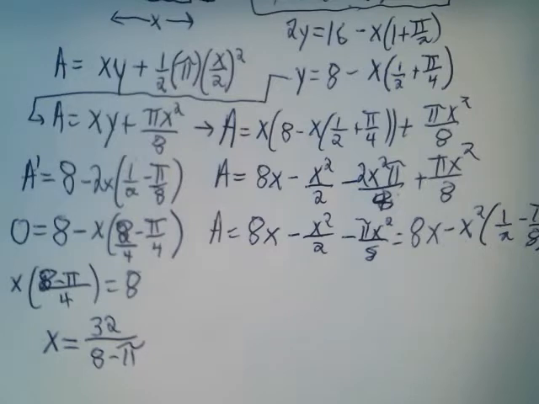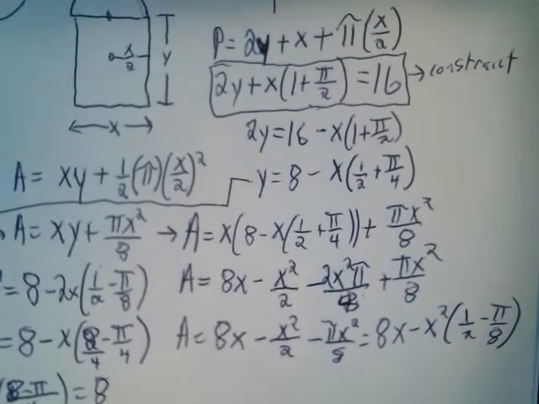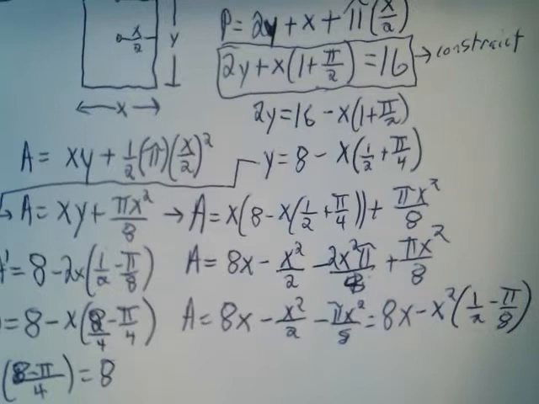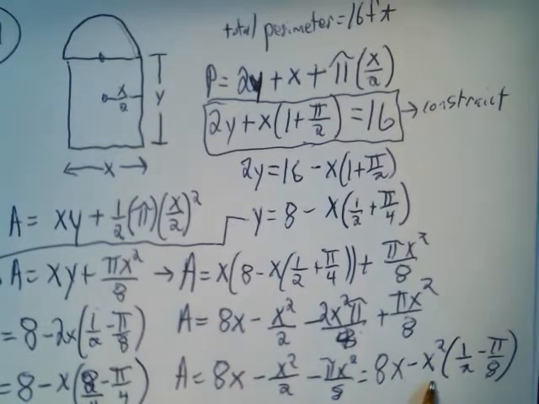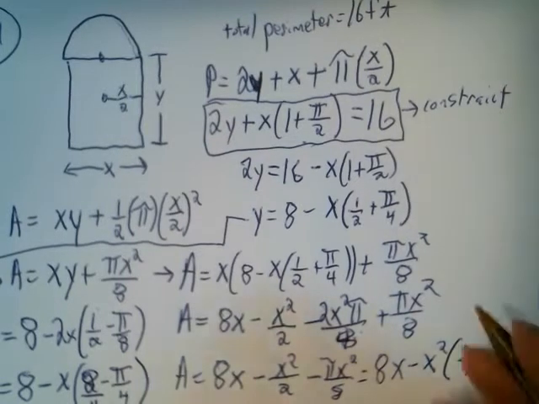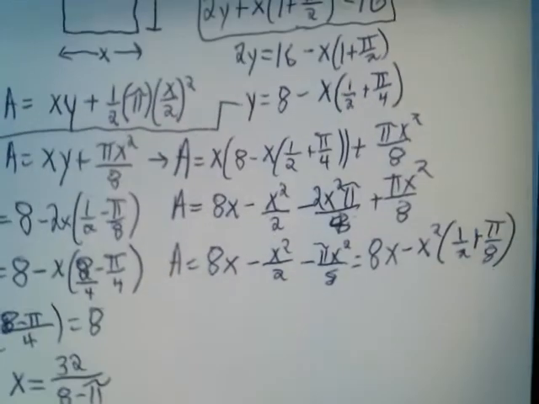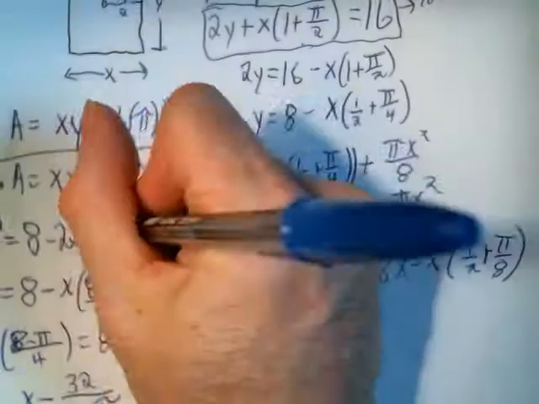Barring any mistakes, let's see if I made any mistakes. Seems like I did. Going back to the original expression, let's make sure this guy's okay. Where are you? Here. Yeah, there's a mistake there. This should be plus when I factored it out. Sorry, 1/2 plus pi over 8.